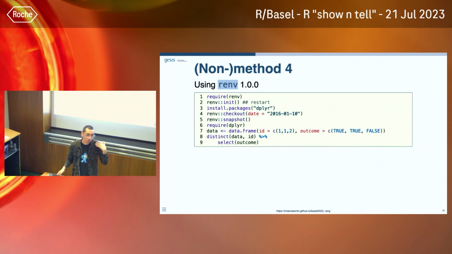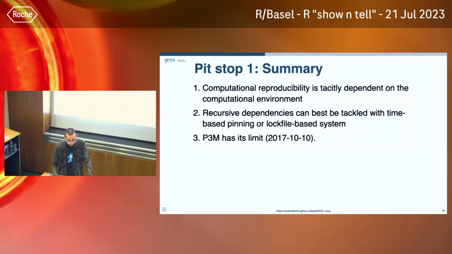And the newest version of rm introduced the checkout function, which also uses date-based pinning of the packages, which is, as you can imagine, using the P3M. So it has the same problem. So it is not a method for this case because, yeah, you cannot go back further than 2017 October. So you can just add this one.